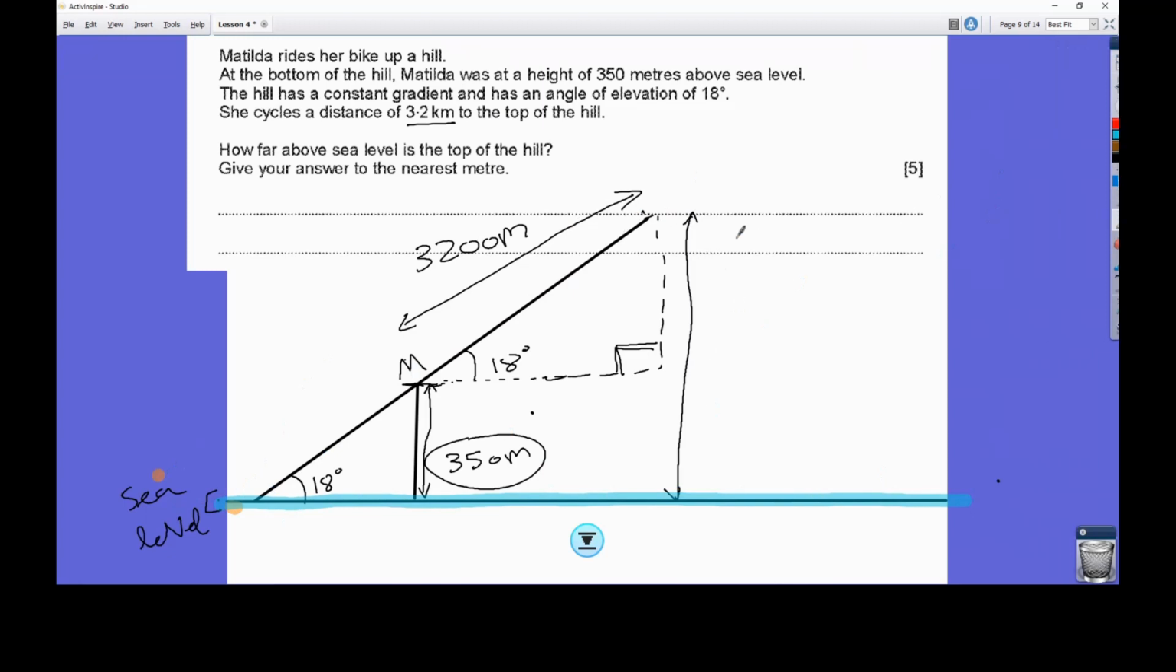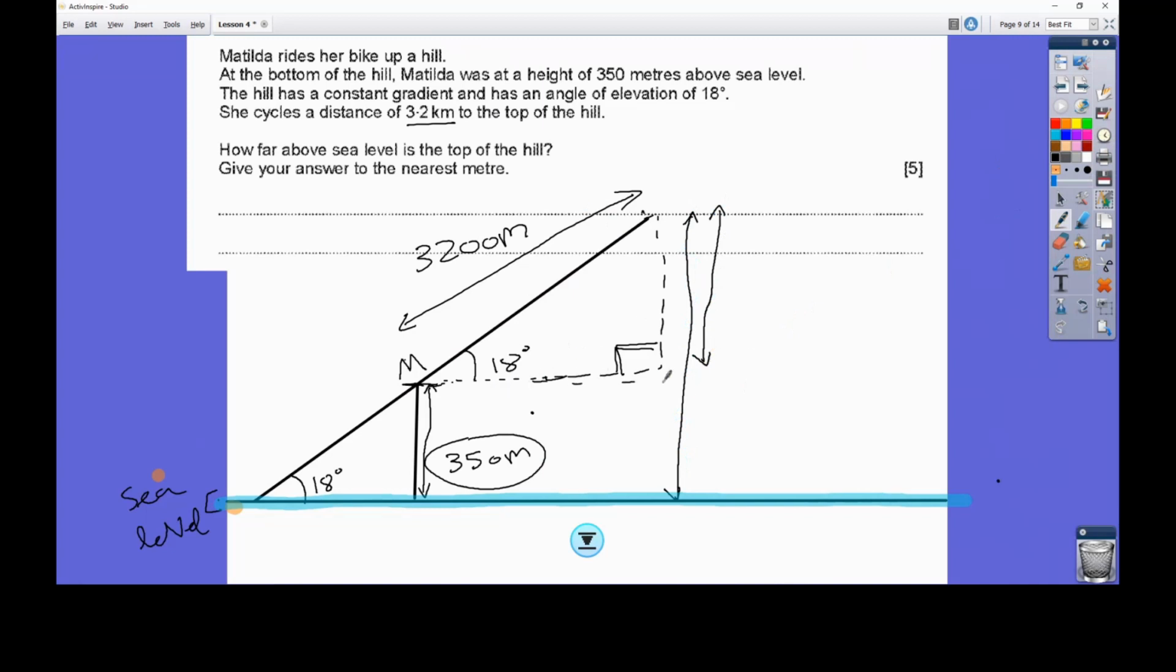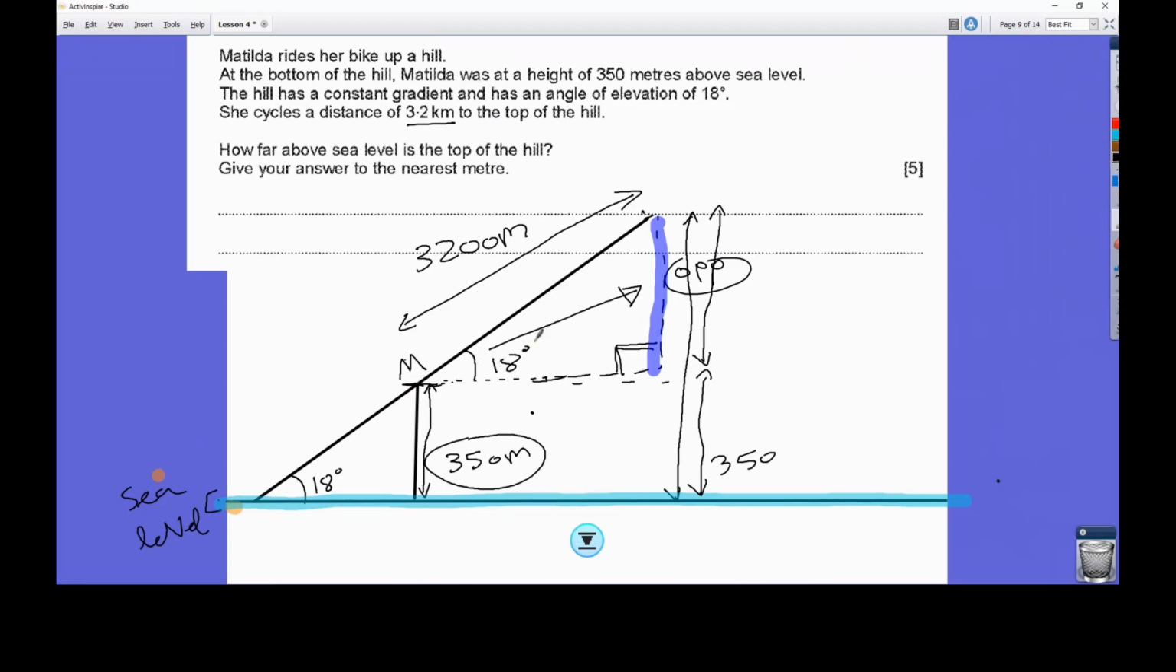So we can see that we want this height here. To get that, I could work out the height of the right angle triangle that I have formed and then add onto that 350. So it's quite straightforward. I can see that I have formed a right angle triangle. I can see the angle there is 18. So let's label it. The opposite is there. I do not know that, but it is something that I want to find. The adjacent, I do not know.